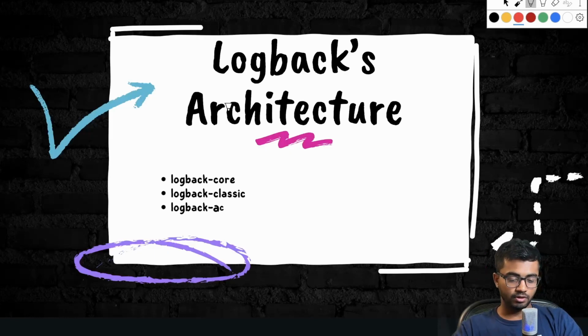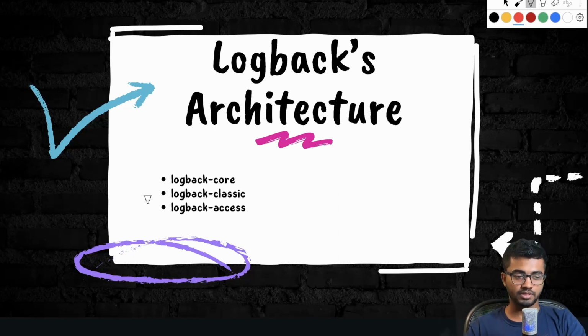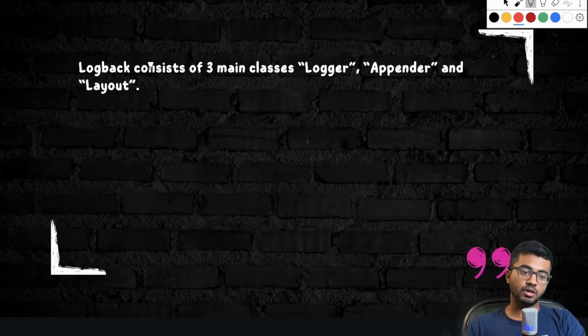Before moving to this, let's dive a little deeper into logback's architecture: what is present where, and how it all comes together to give a well-rounded picture. There are three modules in logback's architecture: a logback core module, a classic module, and an access module. So logback has three modules.